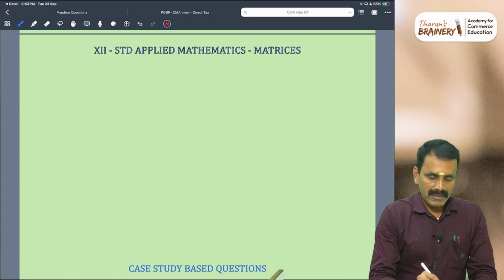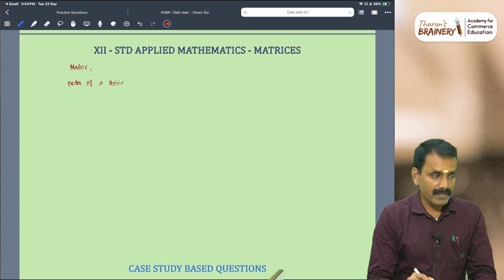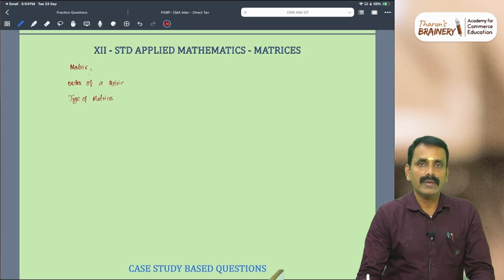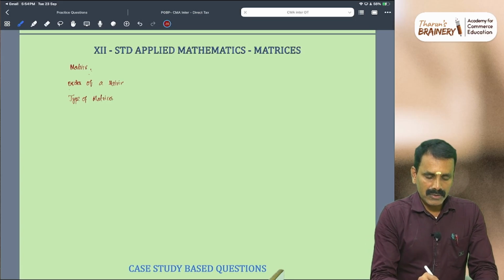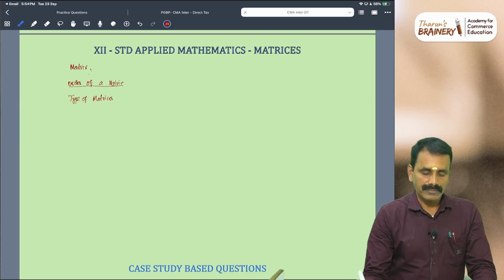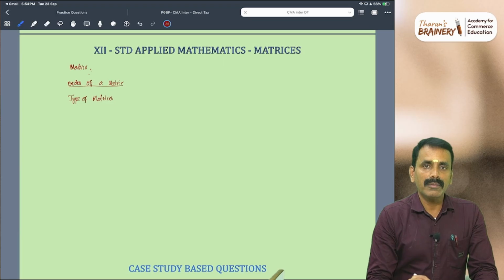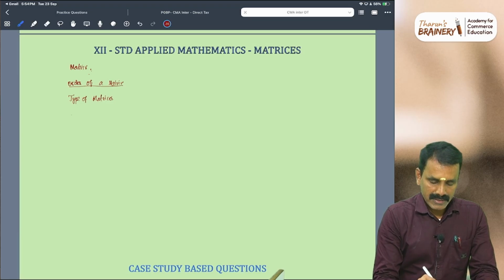We have learnt what is a matrix, order of a matrix, type of matrices, okay, and all these things related to the order of matrix. Then we have learned how to generate matrices by the given formula, okay, generation of matrices.